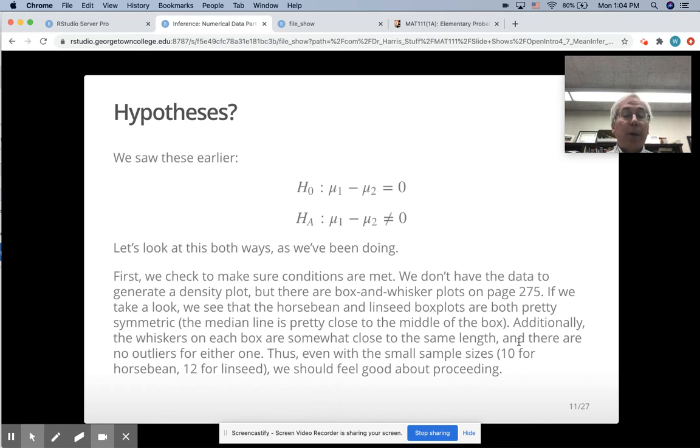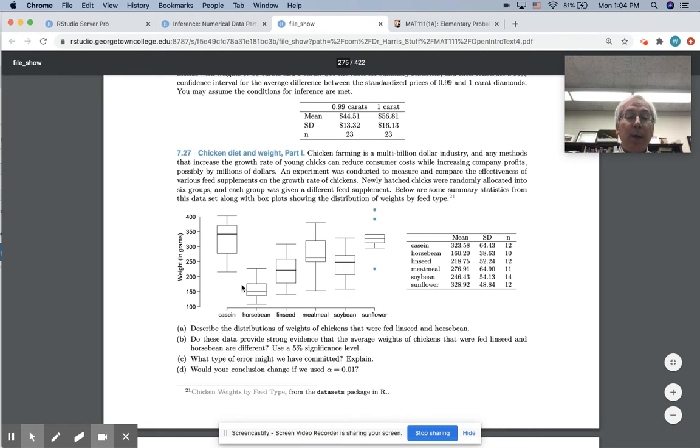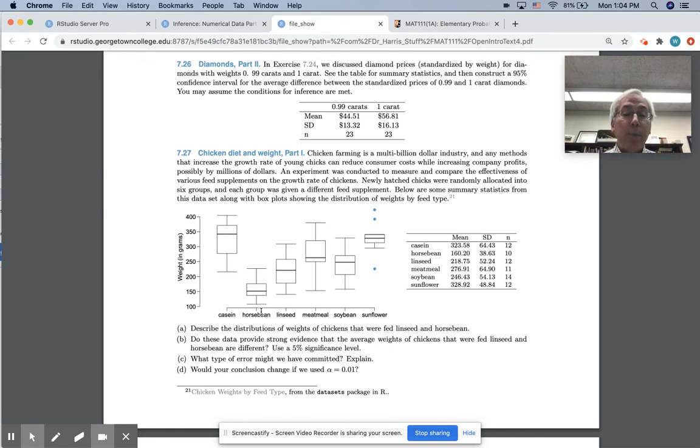We want to check and make sure that our conditions are met. Recall that we need to have relatively symmetric distributions, especially if our sample sizes are pretty small. Since we don't have density plots here, only box plots, we're going to look at the box plots on page 275 to take a closer look. I'm going to go back to that right now. Both the horse bean box plot and the linseed box plot are relatively symmetric. The median is not quite exactly in the middle between the two quartiles, but it's not too far away from the middle in either case. And the whiskers aren't equal length, but they're pretty close in length.